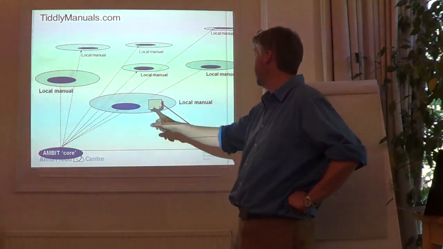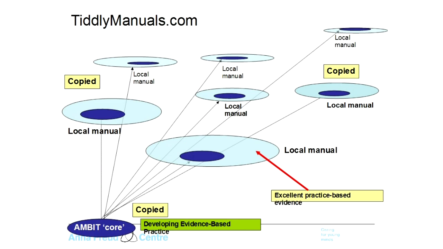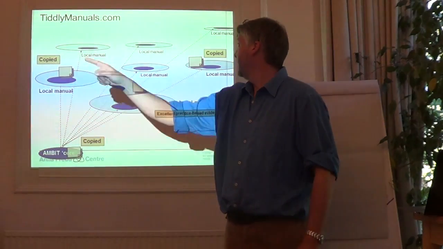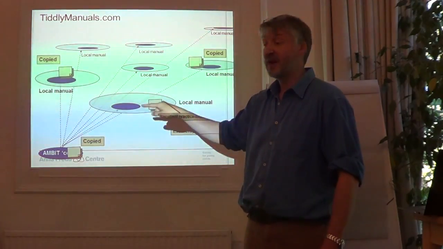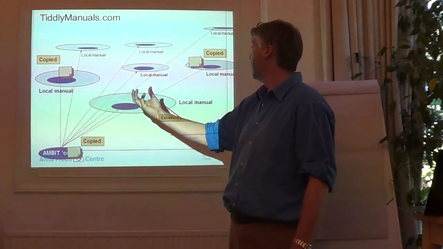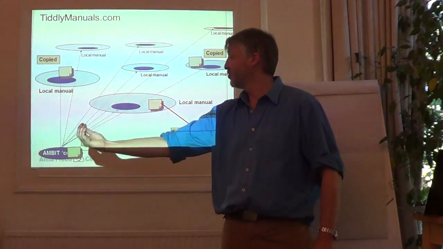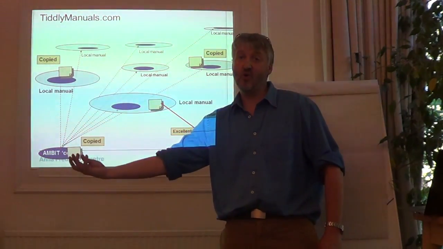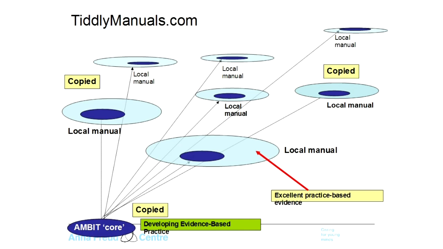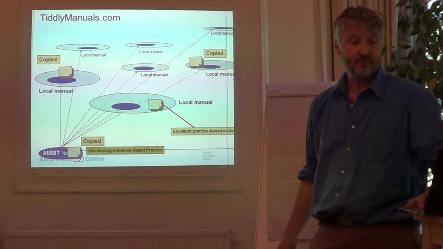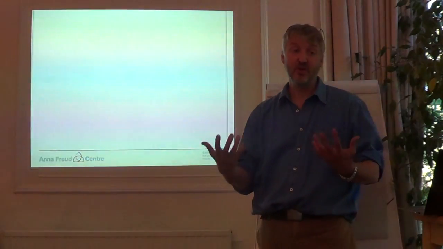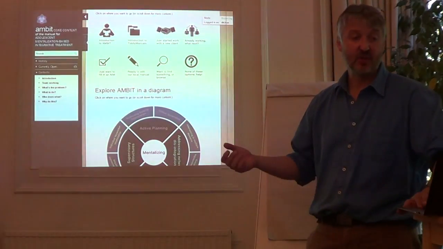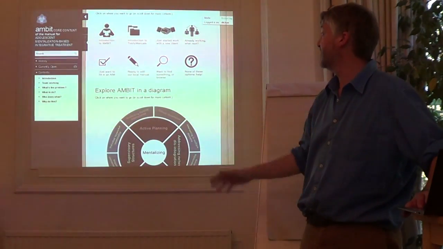But then say this team here finds an excellent bit of practice-based evidence that they find works. Another team may copy it, and another team may copy it. And if enough teams have copied one new piece of practice from one team, we may look at the evidence for the effectiveness of that and draw it back down into the core, at which point it's automatically shared with everybody. So this is a way of really speeding the dissemination of new practice. And that's what the wiki-based manual looks like.